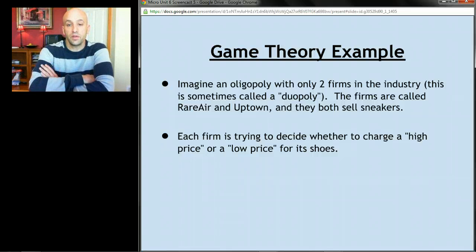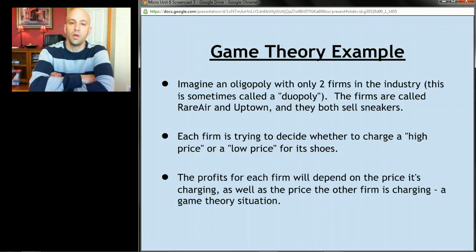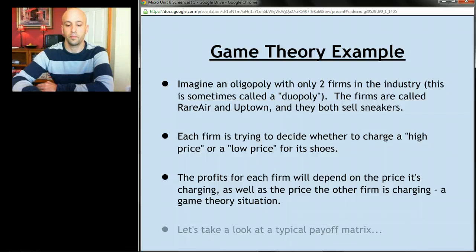Each firm is trying to decide whether to charge a high price or a low price for its sneakers. And we're not going to get any more specific than that here. Let's just say that that's its choice, high price or low price. The profits for each firm are going to depend on the price that they're charging as well as the price that the other firm is charging. So here we have a game theory situation, because what happens to the firm is a function not just of the choice that they make, but also of the choice that the other firm is making.